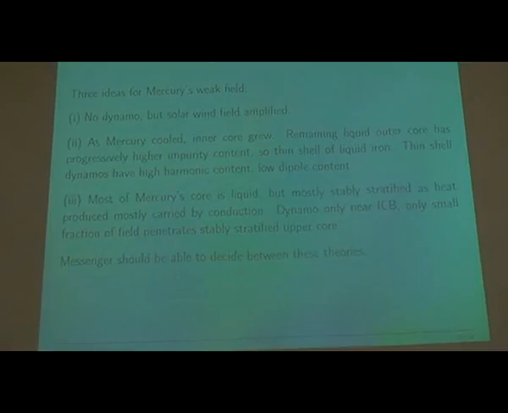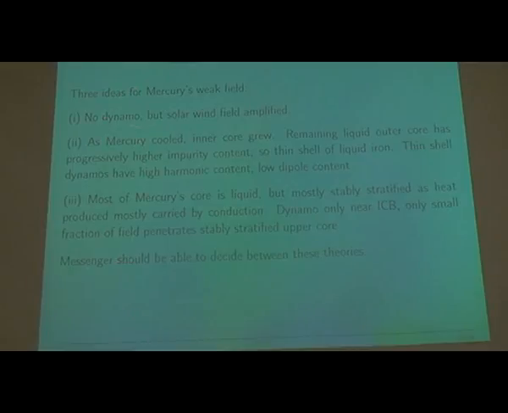Right. I'll just say a bit about some other terrestrial planets. I'm just going to revise now from what we've learned about the basic nature of the planets and things that are going on. What does that tell us about what's going on? And there are basically three ideas for Mercury's weak field.